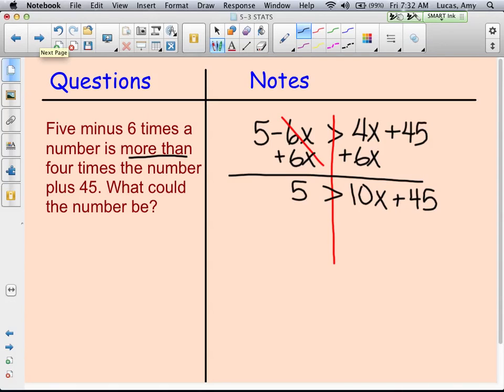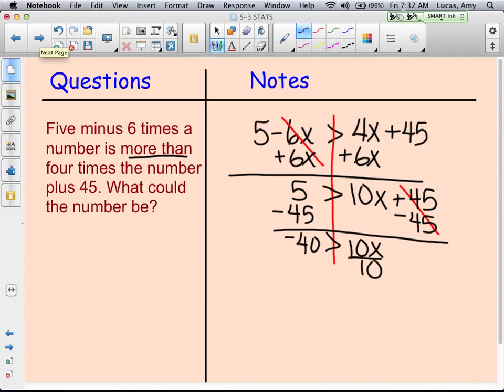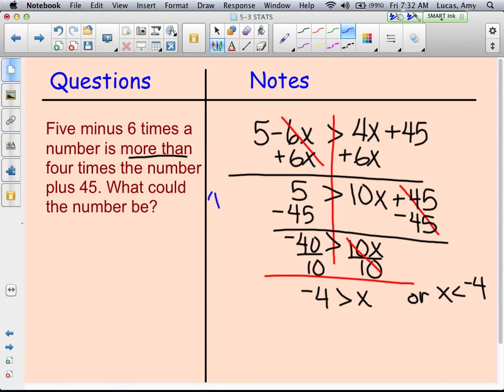And break down my 5. Now I need to subtract the 45 on both sides. 5 minus 45 is negative 40. And then divide by 10. So negative 4 is greater than x, or x is less than negative 4. So what could the number be? The number could be anything less than negative 4.